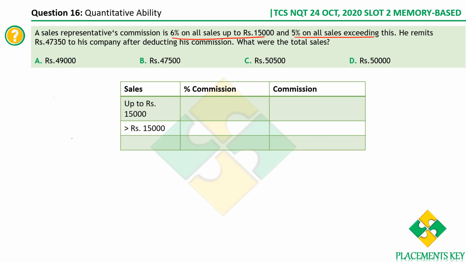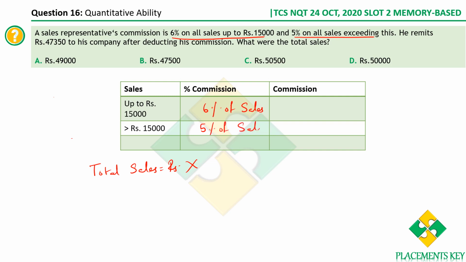Now let's take this particular question. What did they say? He remits rupees 47,350 to his company after deducting his commission. What were the total sales? Let's assume that the total sales is rupees X. Now we know that for the first 15,000 rupees the commission is 6% of the sales, and for the amount greater than 15,000, the remaining amount, it will be 5% of sales.